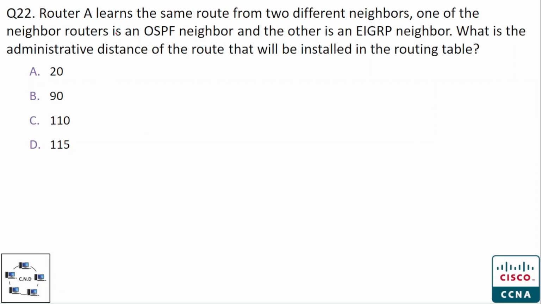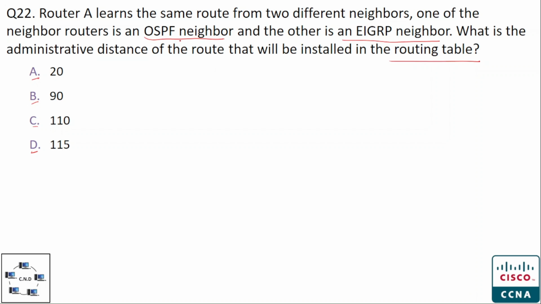Question number 22. Router A learns the same route from two different neighbors. One of the neighbor routers is an OSPF neighbor and the other is an EIGRP neighbor. What is the administrative distance of the route that will be installed in the routing table? And the options are option A 20, option B 90, option C 110, and option D 115.